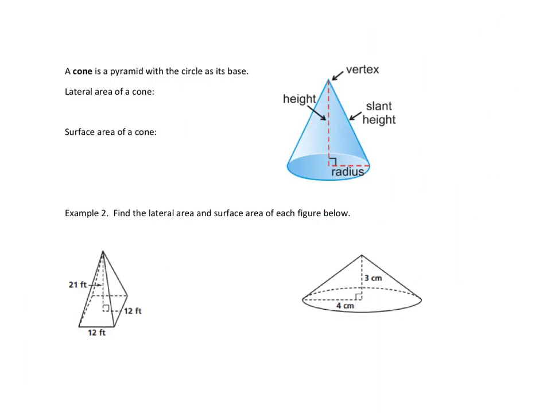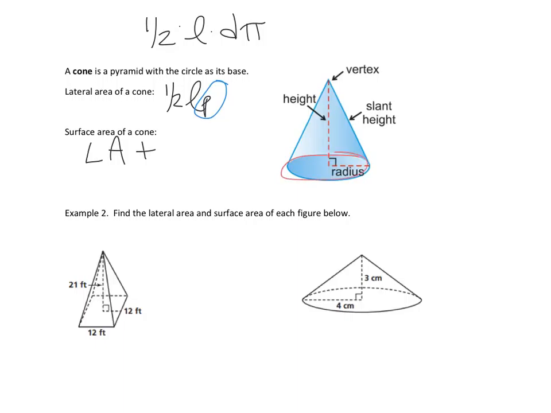So to find the lateral area of a cone, you're going to do the same thing. So it's still 1/2 LP. Think about it: the perimeter of a circle is the circumference. So let's write it as 1/2 times the slant height times diameter times pi. Same thing with surface area of a cone. You're going to have lateral area plus the area of the base. The area of the base of a circle is r squared pi.